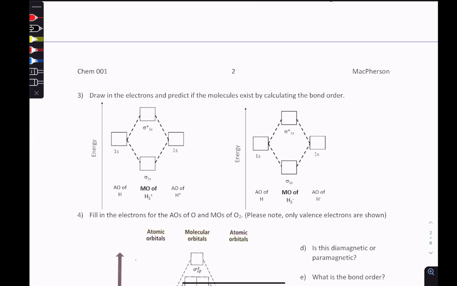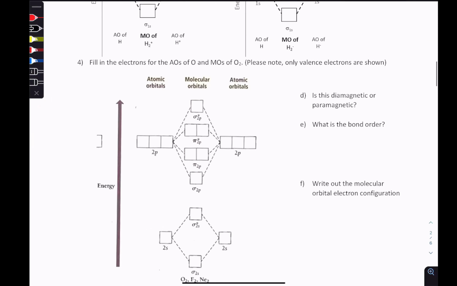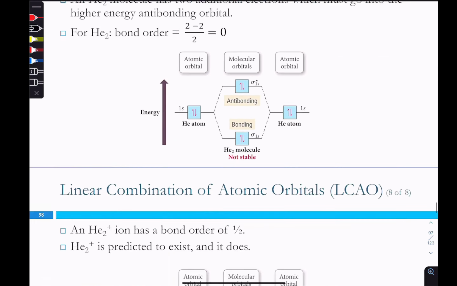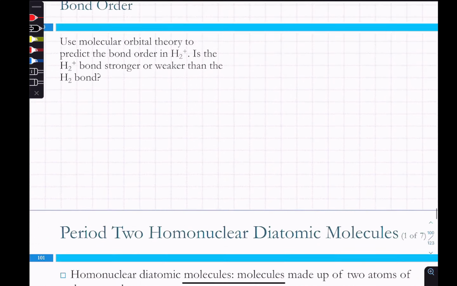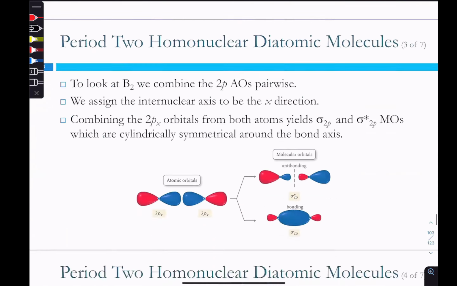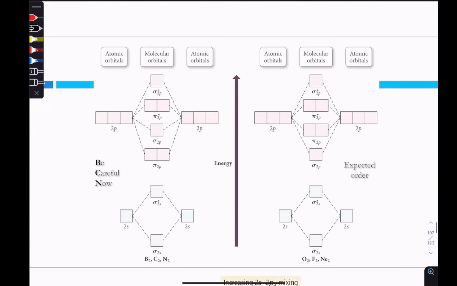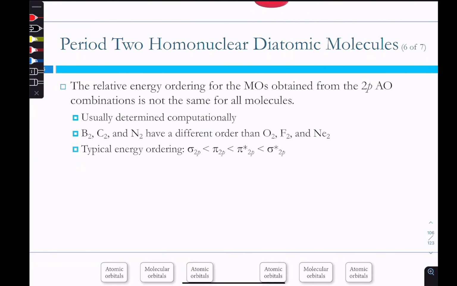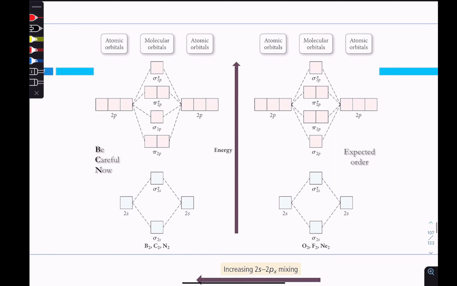Once you get to period 2, more complicated stuff, there's a thing that can happen, and actually I should probably switch back to this. Okay. Yeah, period 2 homonuclear diatomic molecules. I'll give you the structures for these, the molecular orbital diagrams, you just need to know how to fill them in.